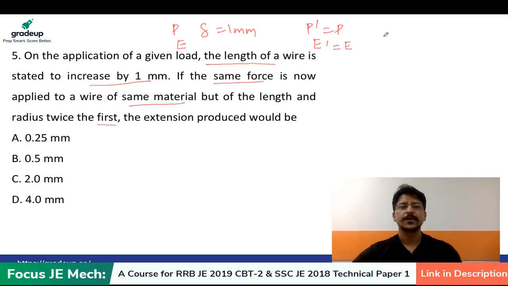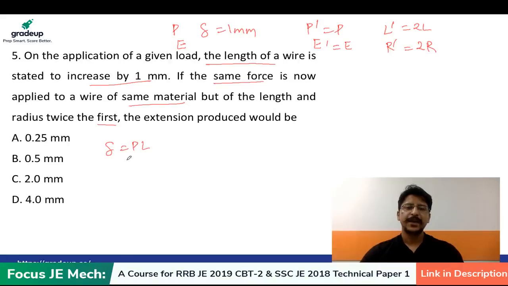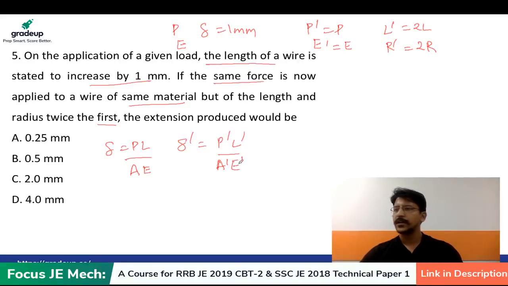Length and radius is twice. So L dash will be equal to 2L and radius is twice. That means your R dash is equal to 2R. Clear? So you know the formula. The formula for delta is given by PL by AE. Clear? Now, if delta dash is given, that will be written as P dash L dash over A dash E dash. Clear? Yes or no? Clear? So P dash is P, correct? L dash is equal to 2L, okay?